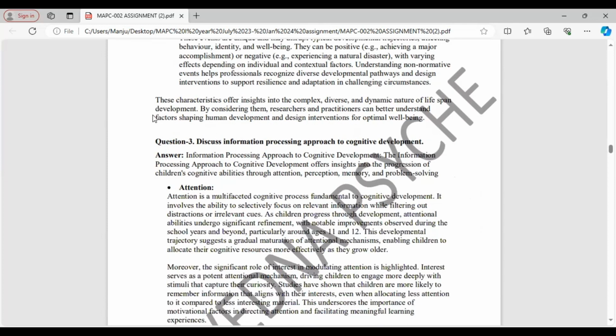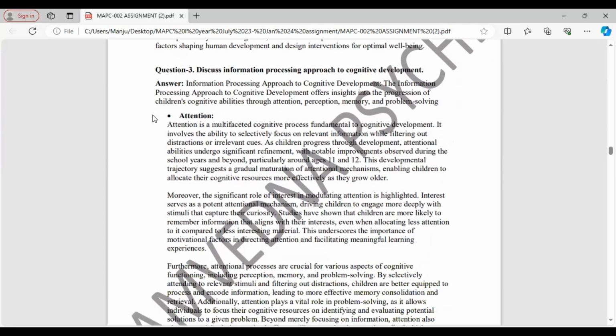Then question 3: discuss the information processing approach of cognitive development. The information processing approach of cognitive development offers insight into the progression of children's cognitive abilities through attention, perception, memory, and problem solving. So we'll discuss these four under this.